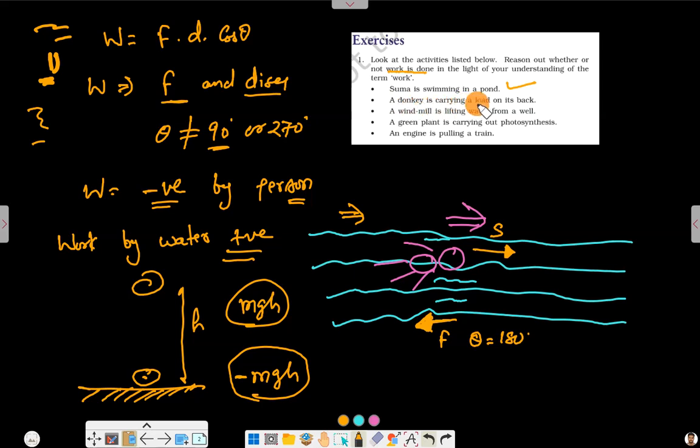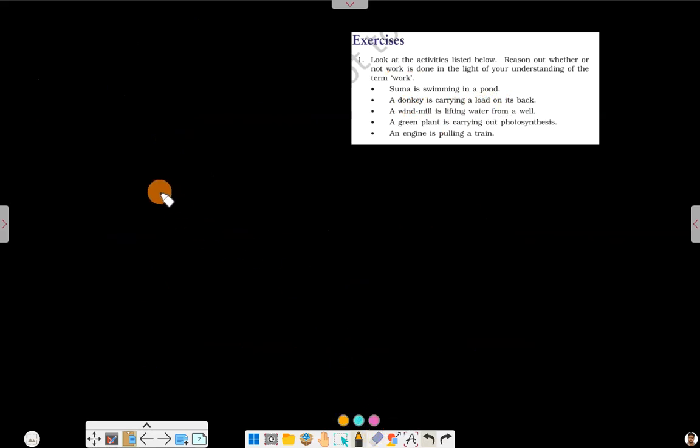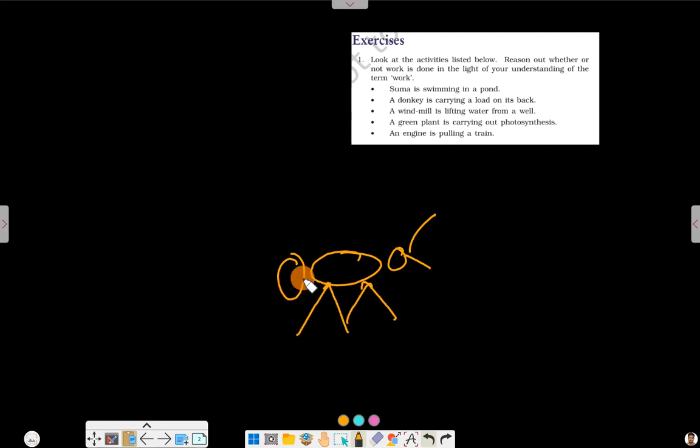Now a donkey is carrying a load on his back. So let me clear the screen. The donkey is carrying the load on his back. So suppose this is the donkey. Okay, he is carrying load on his back. This is the load on the back of the donkey.